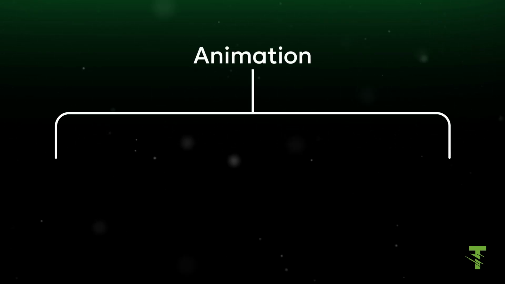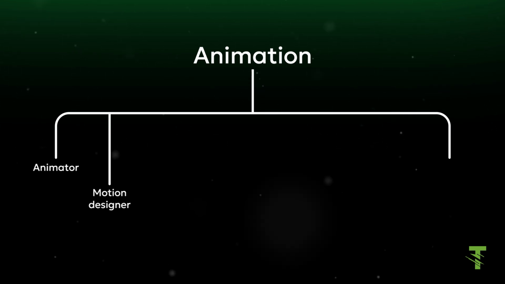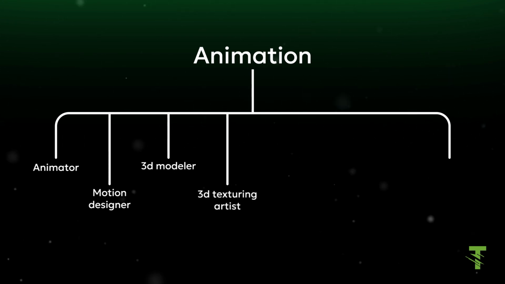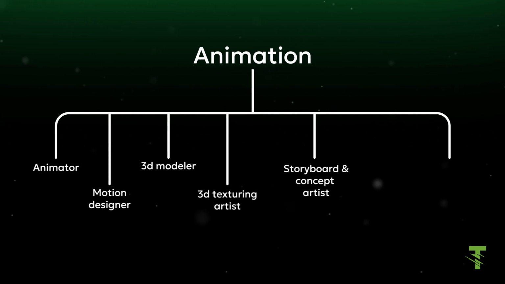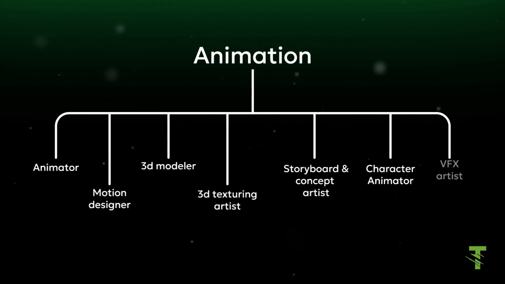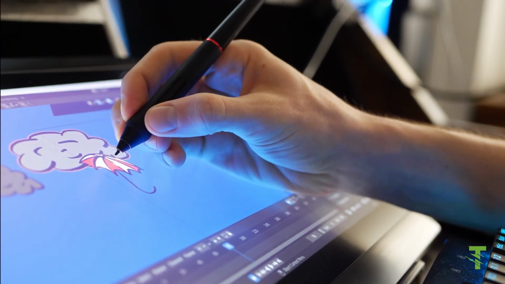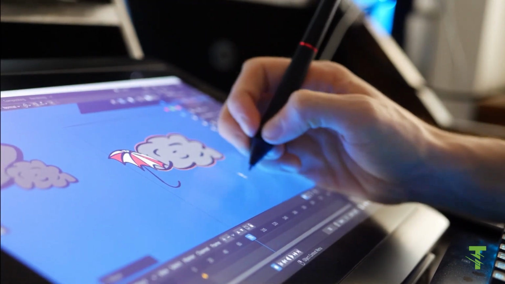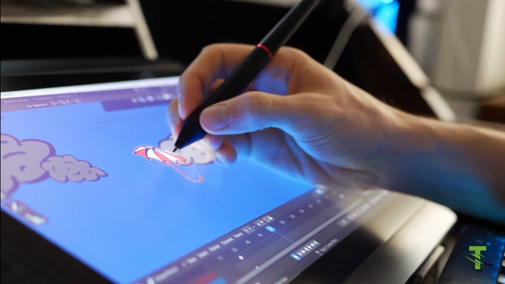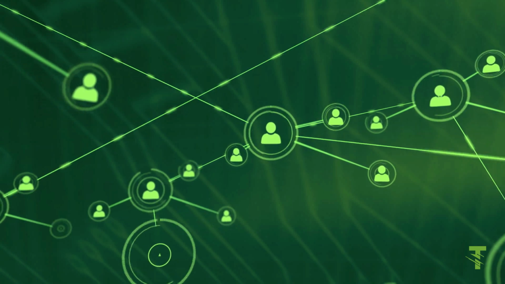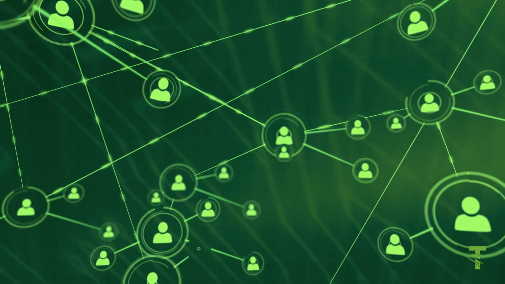Animation offers a variety of career paths such as animator, motion designer, 3D modeler, 3D texturing artist, storyboard and concept artist, 2D or 3D character animator, and visual effects artist. You get started by practicing your skills, building a portfolio, and seeking feedback from others. Networking and connecting with industry professionals can open doors for internships and job opportunities.